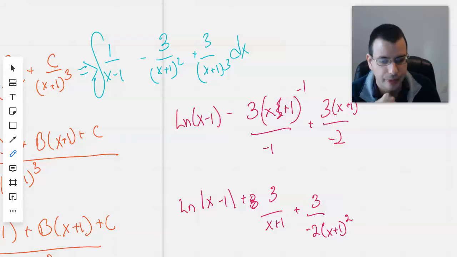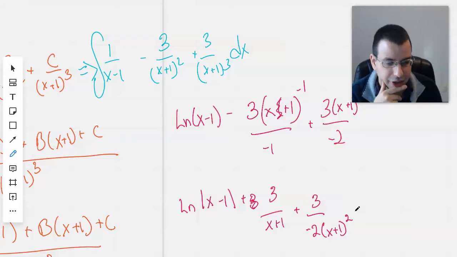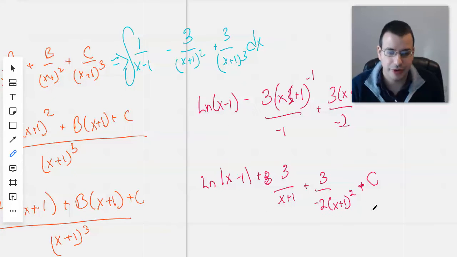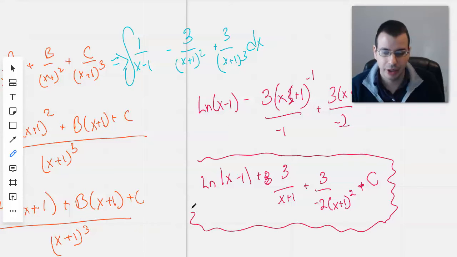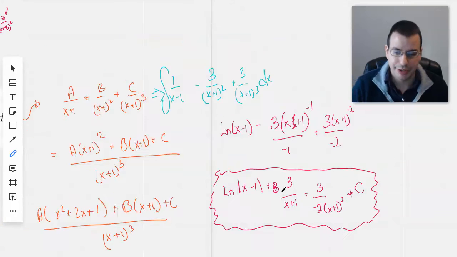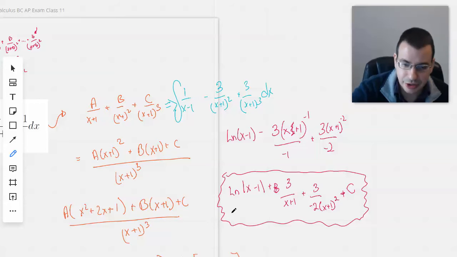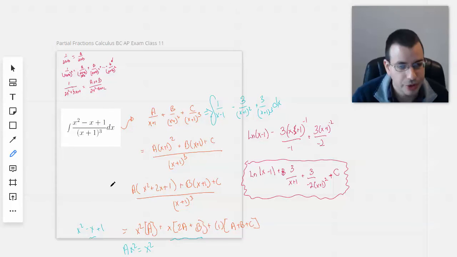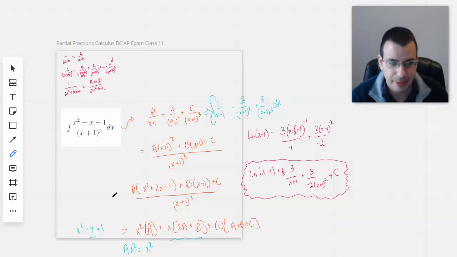There we go. That looks pretty good. And then we'll add on the constant, which I tend to forget, because everyone forgets it. And it's unimportant and, well, I guess it's important. Constants have feelings too. Okay, so that's the second example. Let's go for one more example, then we'll look at an AP style example.